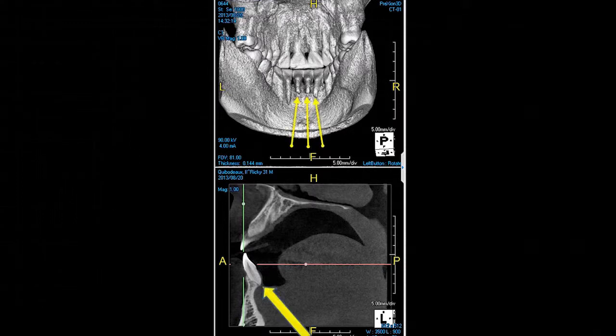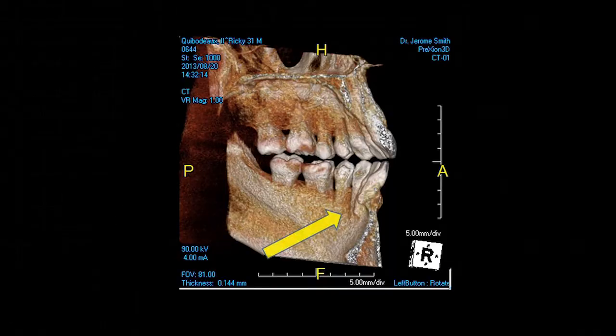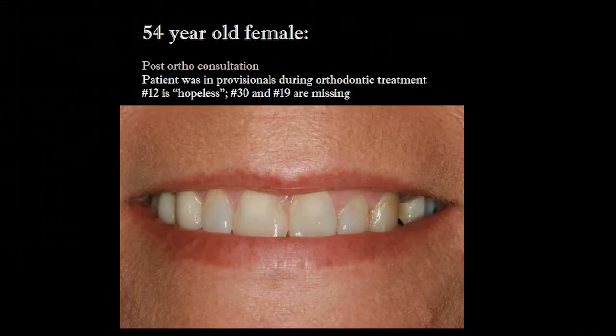But when I see this, it just makes me nervous about what's going to be the long-term prognosis for these teeth. And he's already getting lingual gum recession. There's another case, post-ortho consult. 12 is hopeless, 30 and 19 are missing.